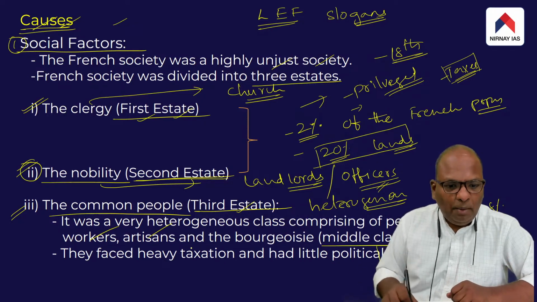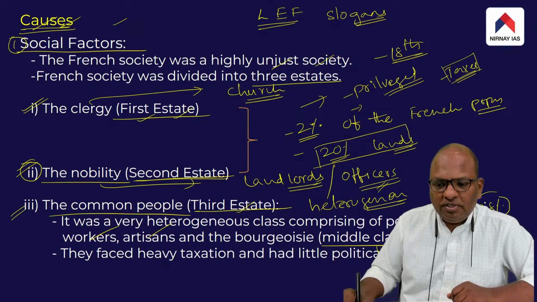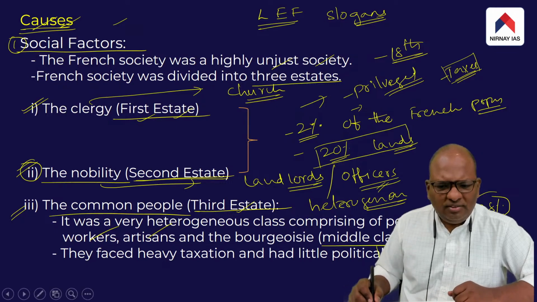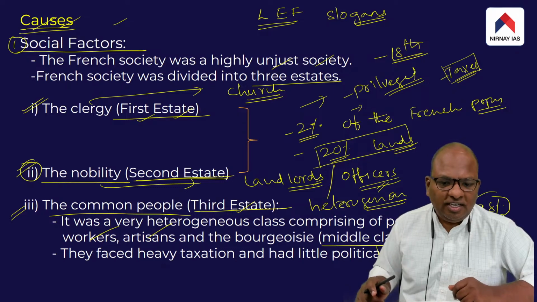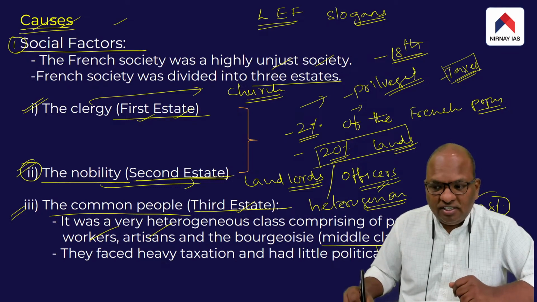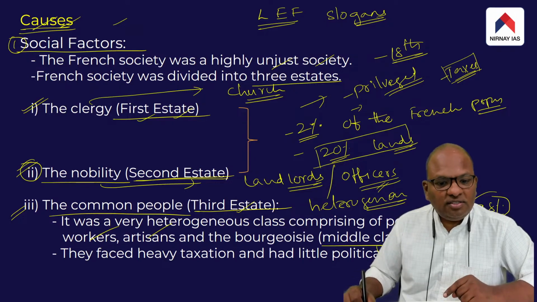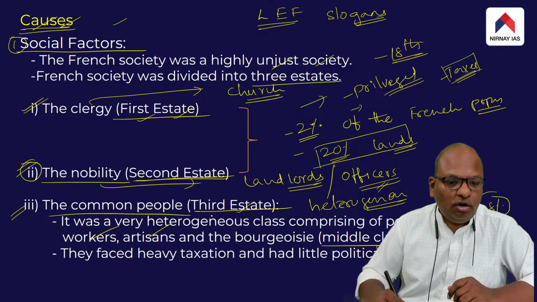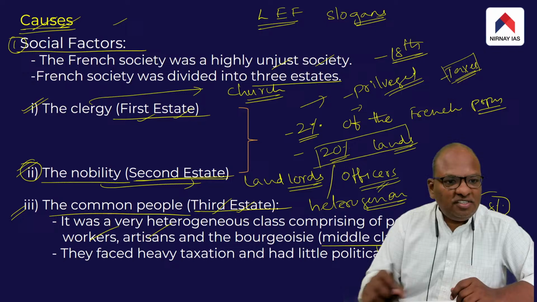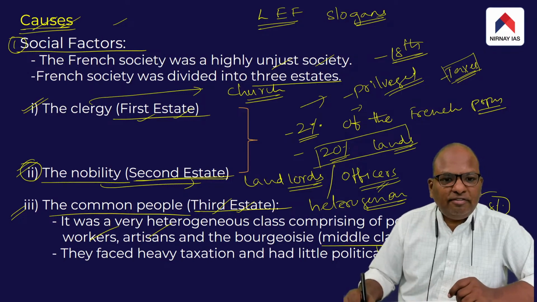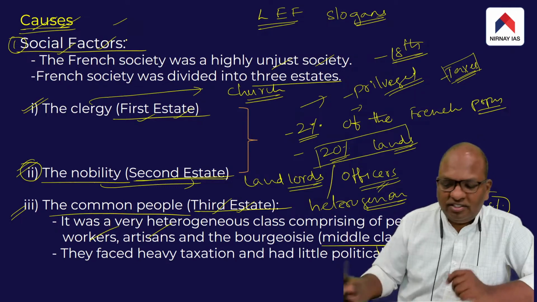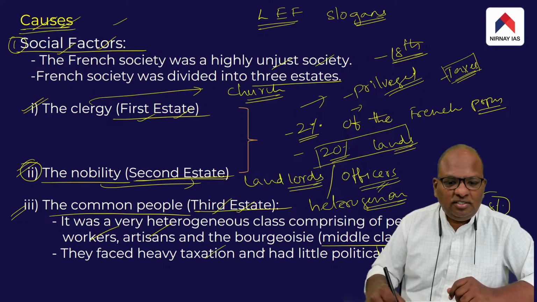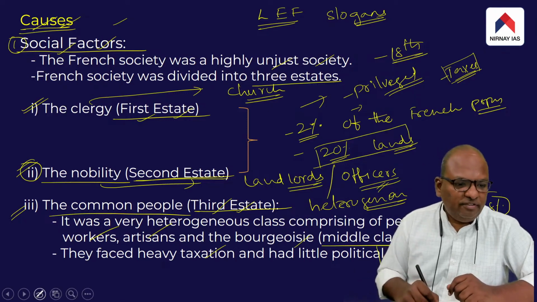On the other hand, the common people, who accounted for 98% of the population, were not very poor, not very rich. They were just middle classes or even poorer sections of the society. Yet the entire burden of taxation was on the shoulders of the third estate. So the first reason for the outbreak of the French Revolution is the unjust social conditions. You remember this point? The unjust social conditions is reason number one.